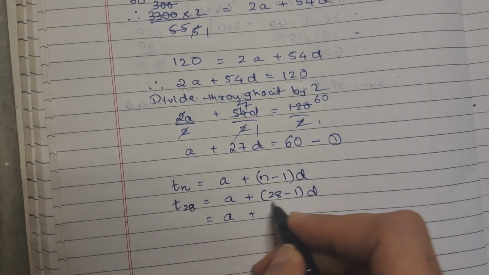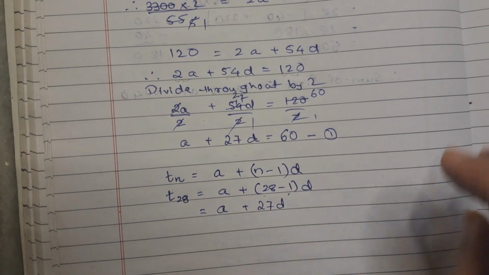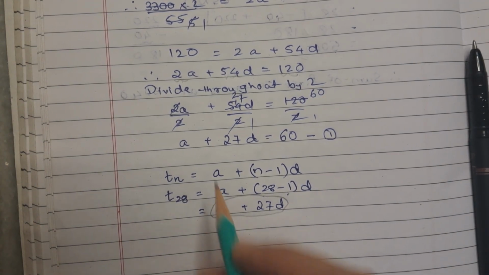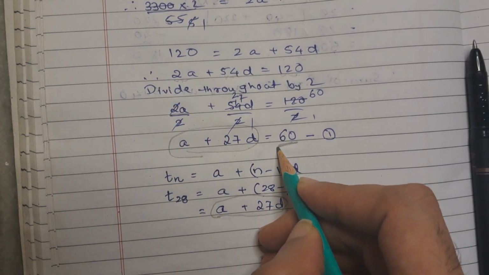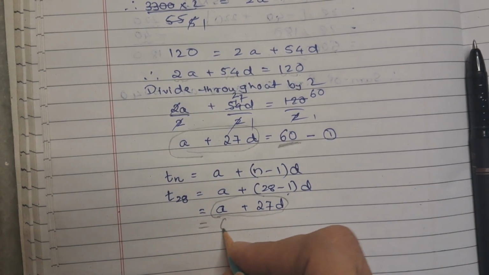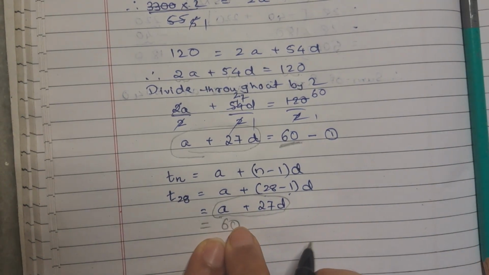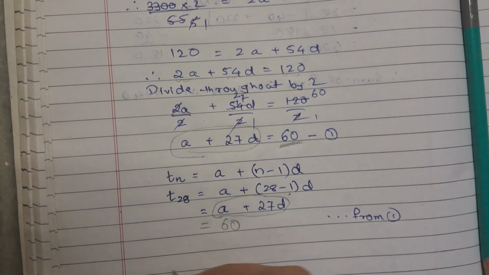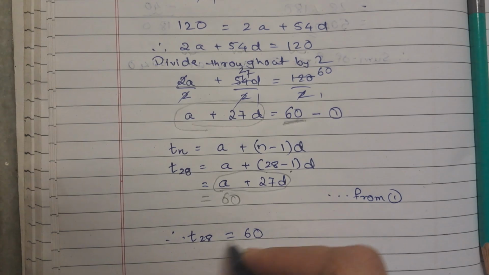a plus 28 minus 1 is how much? 28 minus 1 is 27. 27d. Have you seen this somewhere? a plus 27d. Hey, see, that is standing over here. a plus 27d. What is its value? It's 60. So I can simply say this is equal to 60. And I'm done. From where did I get this? From 1, right? So I will say this is coming from 1, and hence I have the value of T28. What is T28? It's 60.